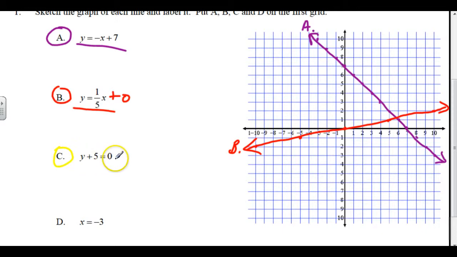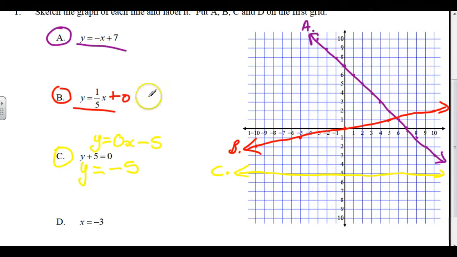C. Y plus 5 equals 0, or y equals negative 5. Y equals negative 5, since there is no slope, right? It just says the y values are always negative 5. This is a horizontal line. You can also think of this as y is equal to 0x minus 5, so no slope, right? Or horizontal line, slope of 0. It shouldn't say no slope, slope of 0.